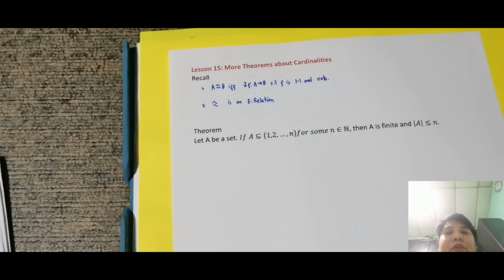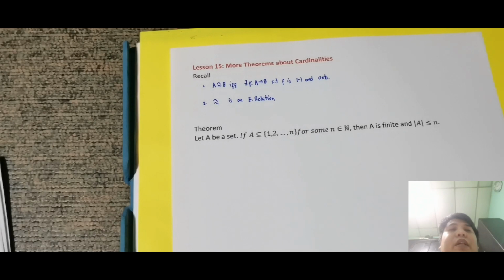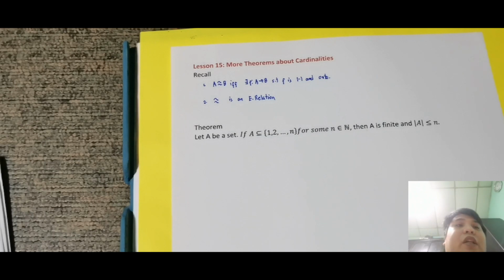Okay, so let's have theorem number 1. Let A be a set. If A is a subset nung the set containing 1, 2, 3, up to n for some n element ng natural number, then A is said to be finite and the cardinality of A is less than or equal to n.